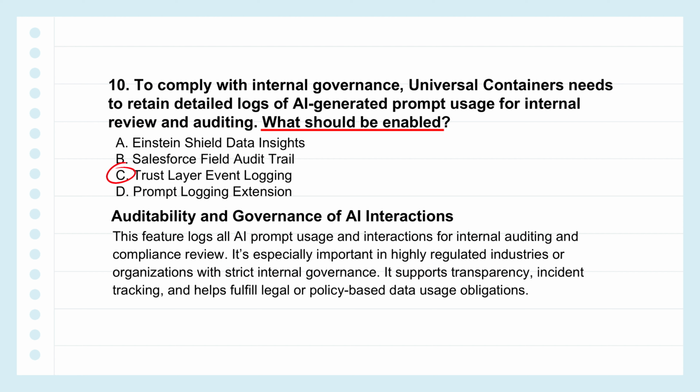Think of event logging as the next level up in detail. While the audit trail gives you a good overview, event logging captures, well, potentially everything. Really granular records of prompt inputs, outputs, system events related to AI, the whole nine yards. So super detailed tracking. Exactly. It's crucial for organizations with strict compliance needs or those who need to perform really deep audits of AI activity. It provides that comprehensive paper trail for accountability.